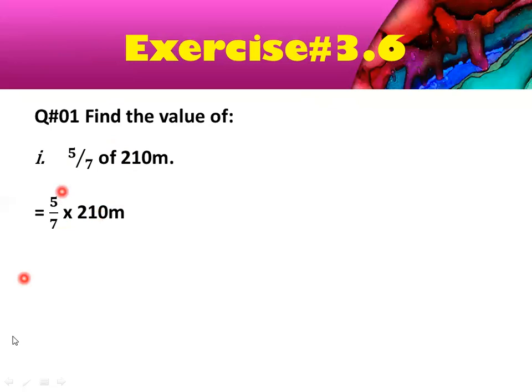Okay, simply you will reduce it. How will you reduce it? You will write 7 into 1 is 7 and 7 into 3 is 21 and then 0. So what you will get here, 5 multiplied by 30, and 5 multiplied by 30 will become 150 meter. Understand? Now move on to the next question.